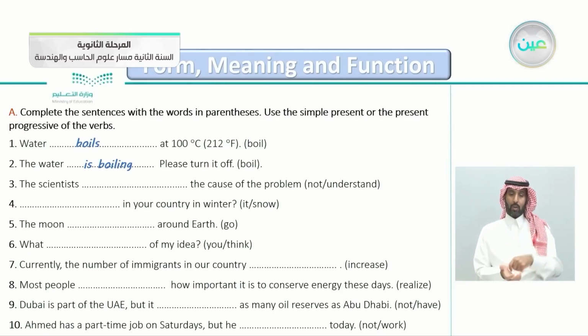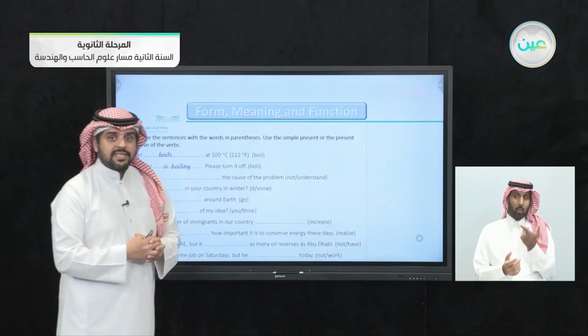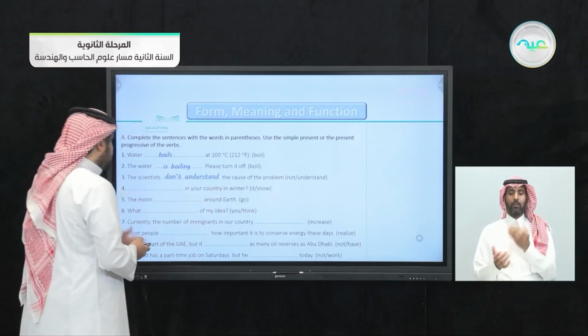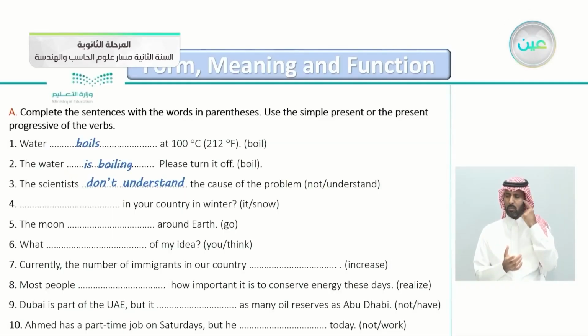Number three, the scientists, the cause of the problem. The verb here is understand, with not for the negative. So what's the answer here? Let's check the correct answer. The scientists don't understand the cause of the problem.